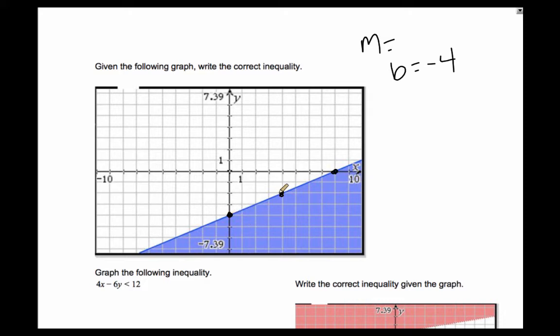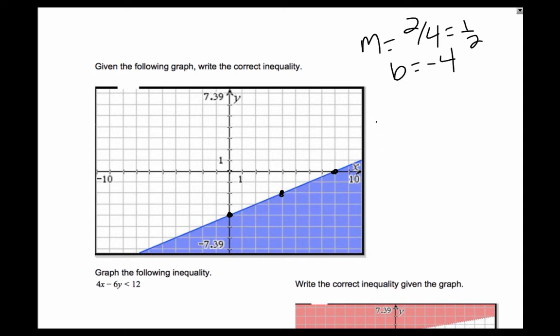Remember, my rise and my run should be the same from any 2 points on this line. So I'm going to go up 2 over 1, 2, 3, 4. So 2 over 4. Let's check it again. Up 2, over 1, 2, 3, 4. And that is the same as 1/2. It is a positive slope.